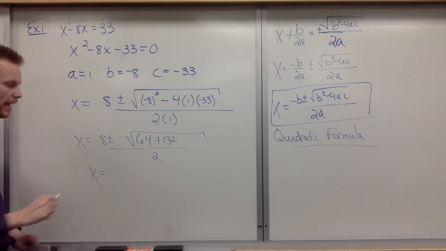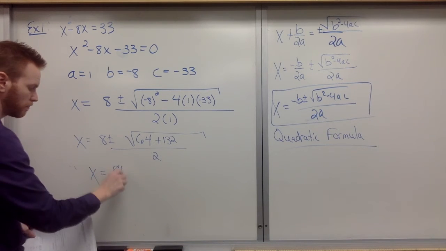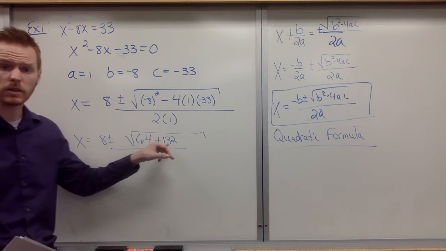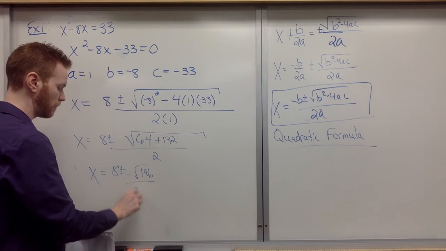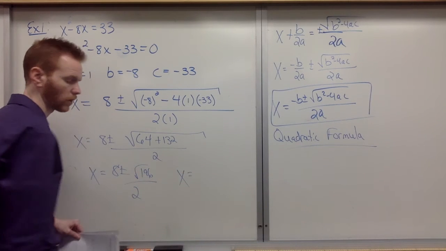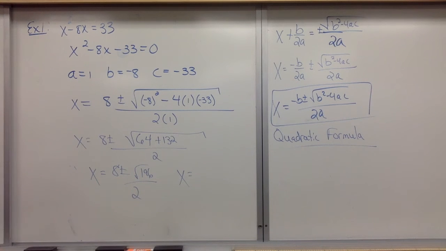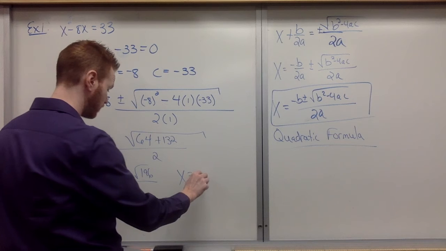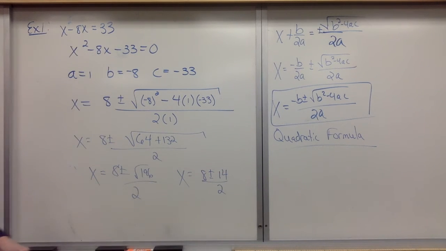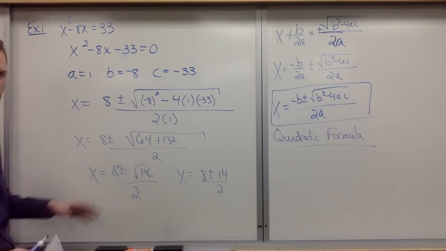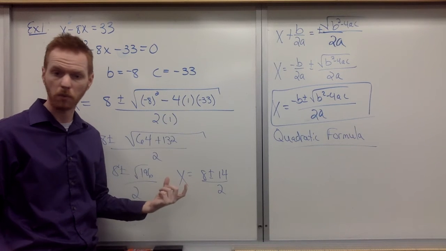Okay, now we're going to go ahead and simplify a little bit further. Okay, so we're going to have 8 plus or minus. Now, when I add these two together, I get the square root of 196 divided by 2. Okay? This is a perfect square. It does reduce down. Okay? In fact, it reduces down to 14. So the 8 plus or minus 14 divided by 2. Okay? See how I kind of simplified everything? I started here under the square root, and then I kind of worked my way down.